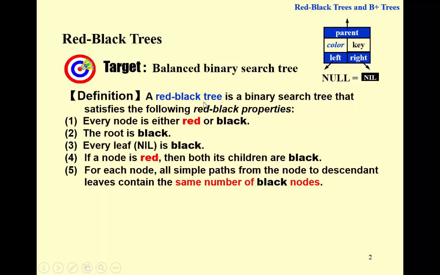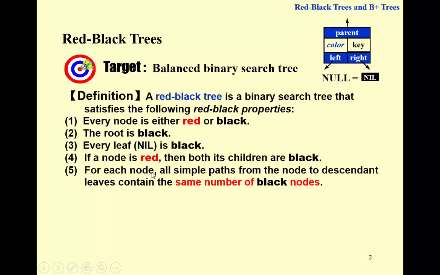A red-black tree is a binary search tree, first of all. And it satisfies the following red-black properties. There are 5 properties. First of all, every node is either red or black. That's why it has this name. And the root must be black. And every leaf is black. Here, the leaf node is different from the normal leaf node we talk about for an ordinary tree. In the red-black tree, we consider every null pointer, every nil, as a leaf node, and its color is black.